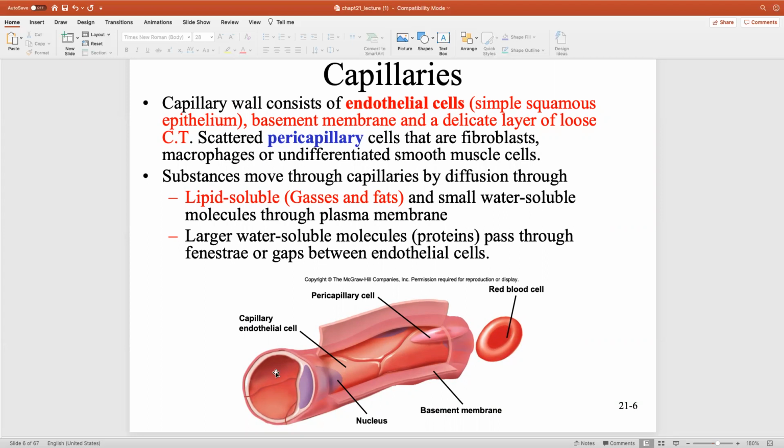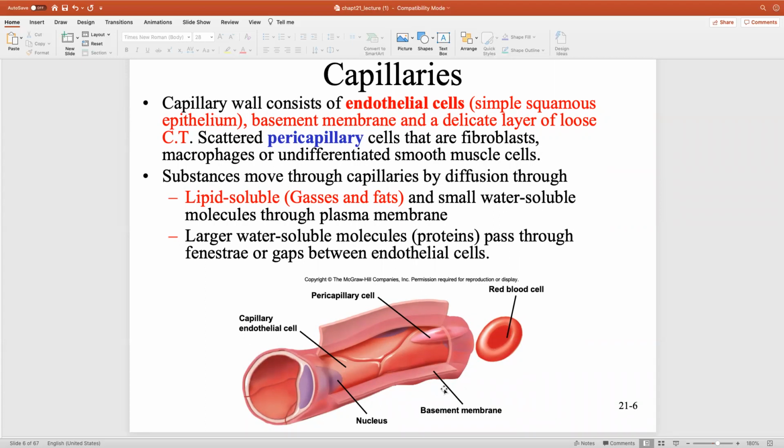The more squished, the better. It allows for greater movement of nutrients through the cells. Lipid soluble things like gases and fats go right through from the bloodstream, through the walls of the capillary, and into the target tissue.